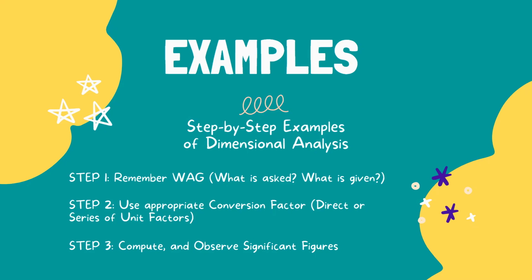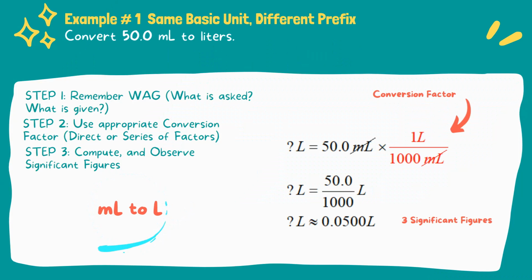Let us now move on to our first example. So for example number 1, same basic unit, different prefix. Convert 50.0 mL to liters. So let's approach the problem in a step-by-step manner. So yung step 1, remember WAG.